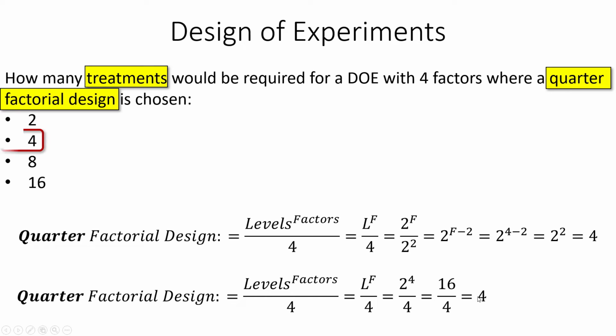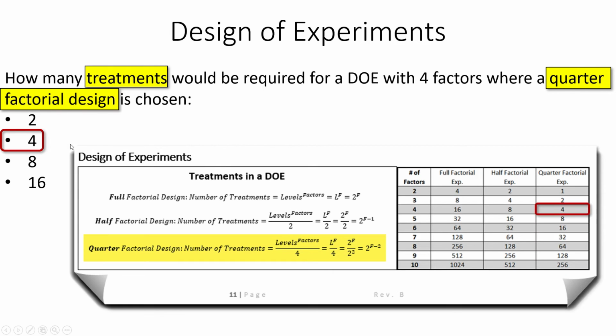You can also just simply use the table. So back here on the exam day cheat sheet, we have this table here where in the left-hand column, we've got the number of factors. So in this problem statement, we're told we have 4 factors in our design. If you were going to do a full factorial experiment, you'd do 16 treatments. Half factorial design would be 8 treatments. And for a quarter factorial design, you would do 4 treatment groups. And that is the answer. You can either work the equation or you can just use the table that I've given you in the cheat sheet. It's probably easiest just to use the table.